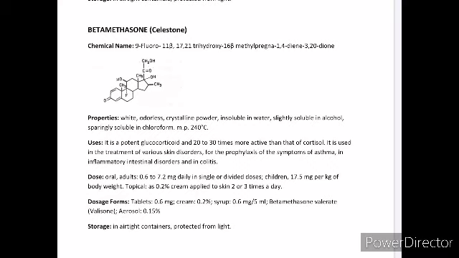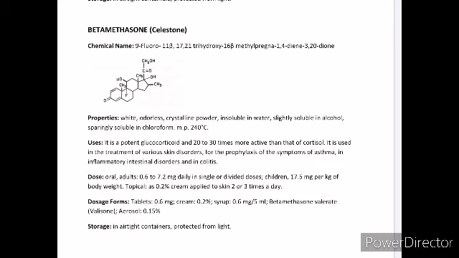And lastly, we talk about betamethasone. This is 9-fluoro, 11 beta, 17, 21-trihydroxy, 16 beta-methylpregna-1,4-diene-3,20-dione. This is available as a white odorless crystalline powder, insoluble in water, slightly soluble in alcohol, and sparingly soluble in chloroform.